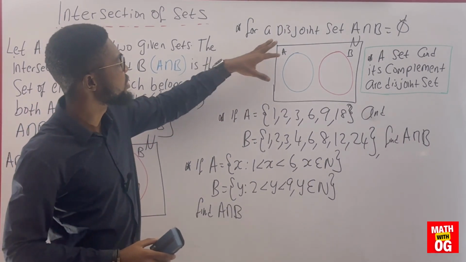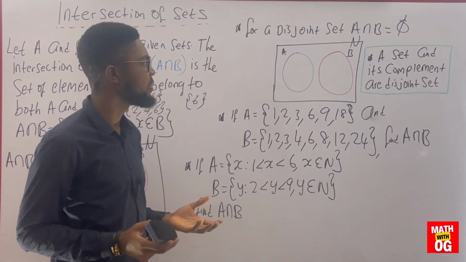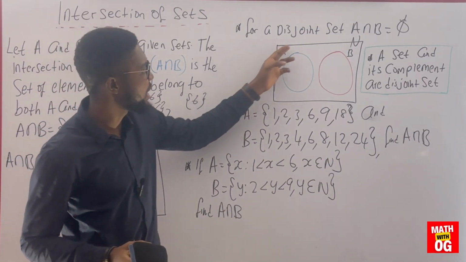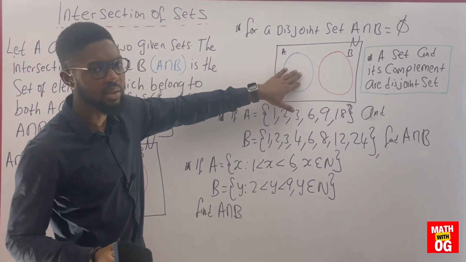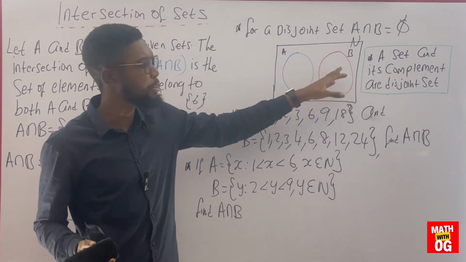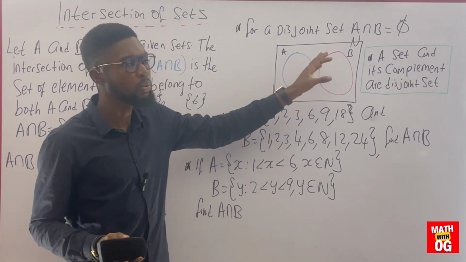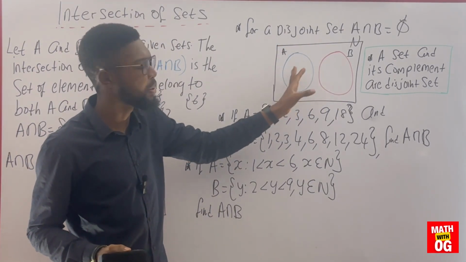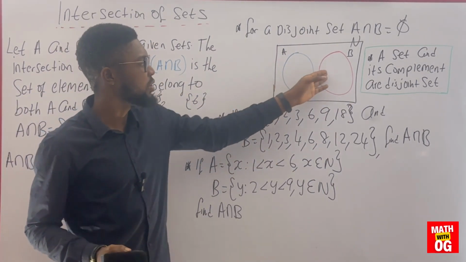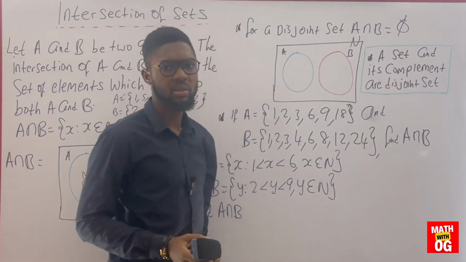When you have disjoint sets, that means there's nothing common to them. So if there's nothing common to them, there should be no common elements to A and B. If I were to represent that using a Venn diagram, this is set A and this is set B, and as you can see, they are disjoint sets. That means they are not overlapping. Because they are not overlapping and there's nothing common to them, A intersection B will just be an empty set. So no part here can be shaded. This is the diagram for A intersection B. There's nothing to shade here. So for disjoint sets, A intersection B is equal to the empty set.